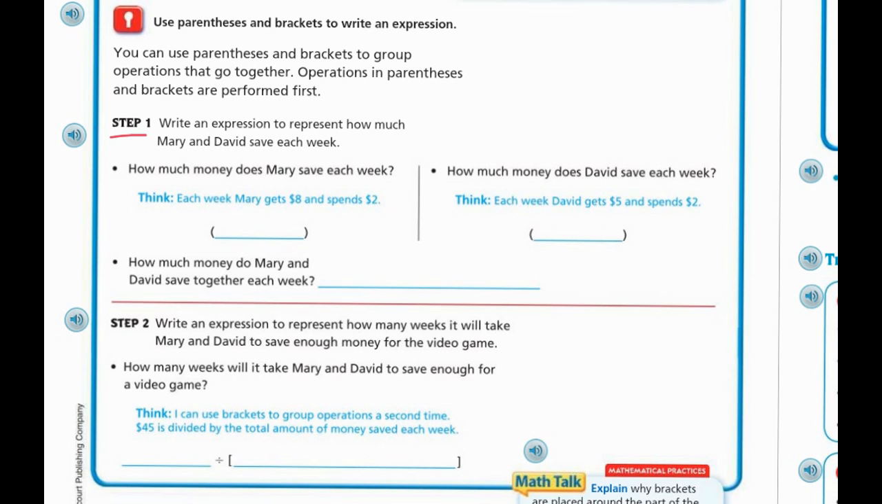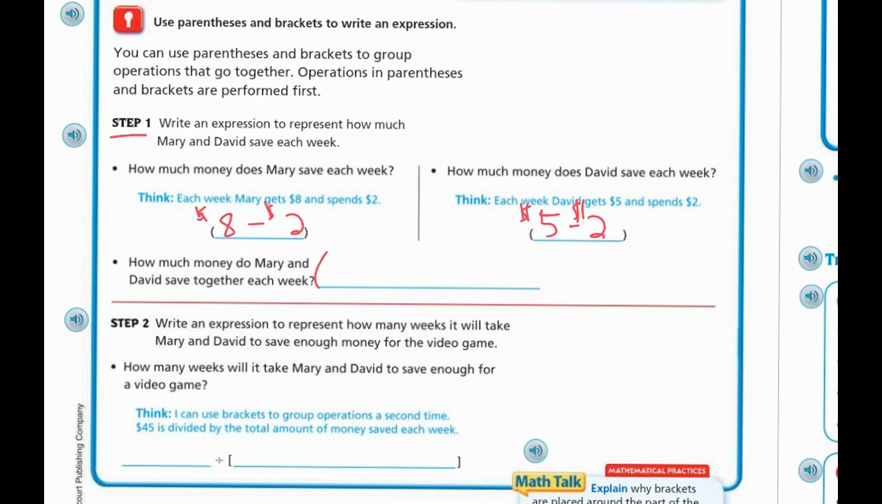Step 1: Write an expression to represent how much Mary and David save each week. If we're talking about their savings in the problem, remember that Mary gets $8 and she spends $2. Looking at David, remember that David gets $5 and he spends $2. So how much money do Mary and David save together?